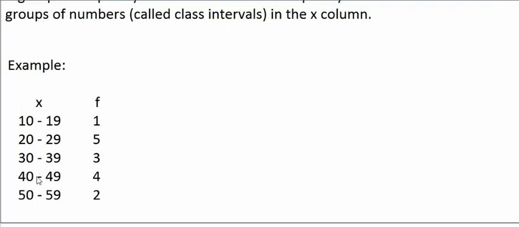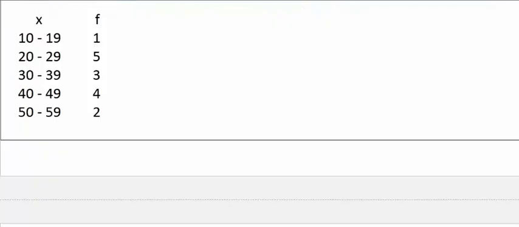I think you've probably heard the word interval before, maybe from another class or at some point in your life. An interval is a span of numbers, right? It goes from the lowest end to the highest end of the interval. So each of these is an interval: 10 to 19 is an interval, 20 to 29 is an interval, and it just happens that we call them class intervals in a grouped frequency distribution table. I'm not sure where the word class comes from, but don't worry about that.